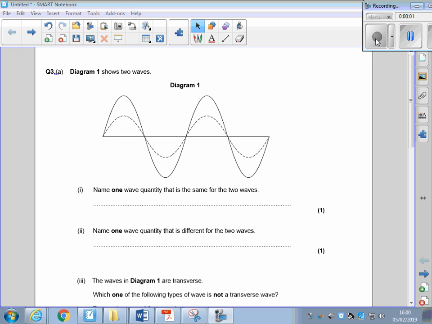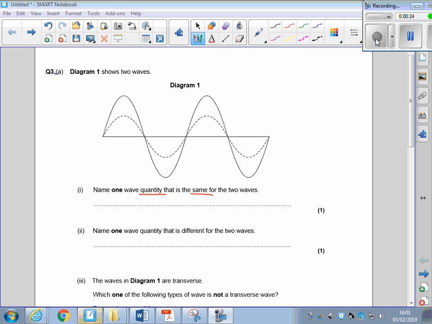Question about waves here. We've got a diagram with two waves overlapping each other, and it asks for one quantity that is the same for the two waves. So if we're looking at quantities, we're looking at things like the wavelength, the frequency, the amplitude, and we're looking for one that's the same.